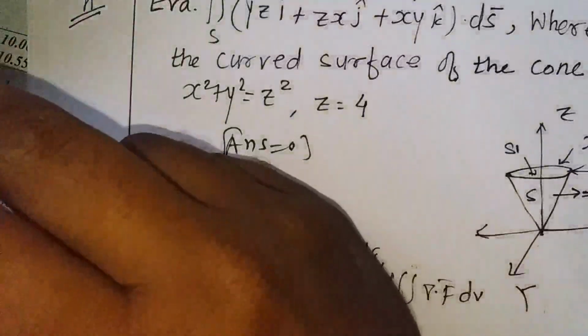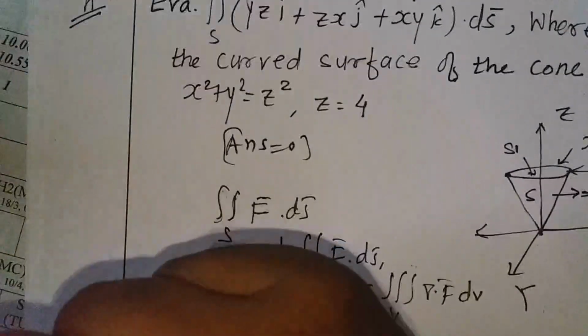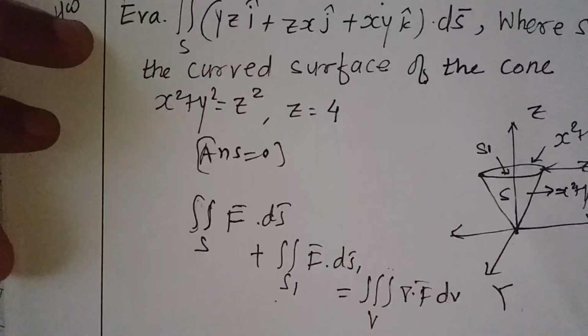So this is it for the divergence theorem and vector integration. This completes unit number 2 of the course. Thank you so much.